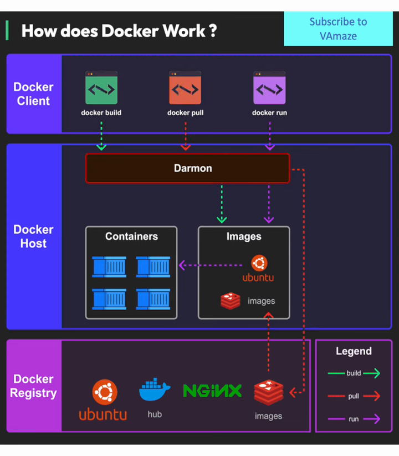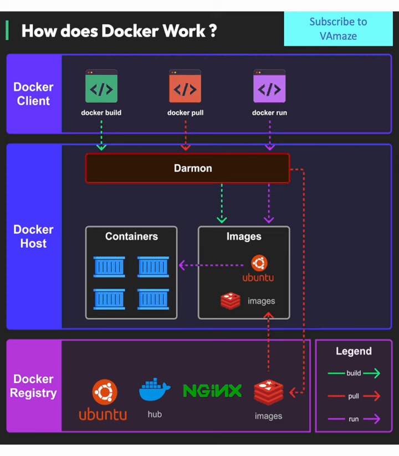The complete Docker workflow. Understanding the color-coded flow. The diagram uses a color-coded system to show how these components interact. Green flow, build process. Developer writes a Dockerfile, executes Docker build command. The Docker daemon reads the Dockerfile, creates a new image layer by layer, stores the completed image locally.